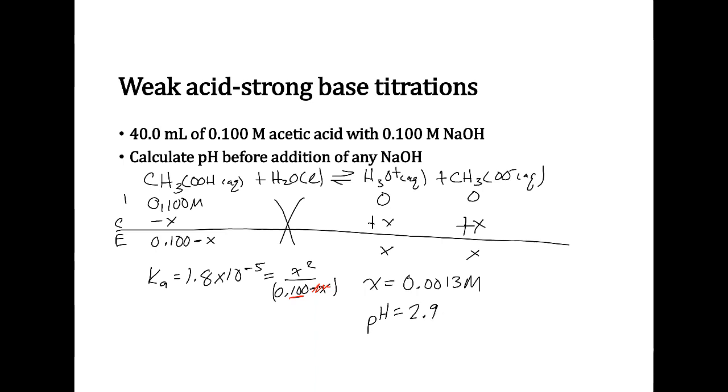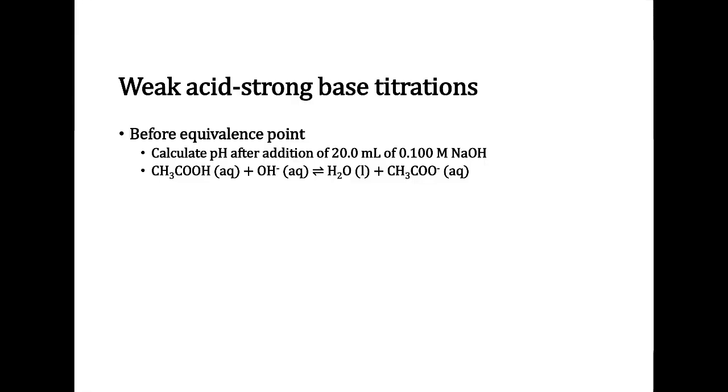So now we want to look at the titration. What happens before we reach the equivalence point? So here we're going to calculate the pH after we've added 20 milliliters of sodium hydroxide. So we're going to start by writing out this equation here where we're looking at our acetic acid reacting with our base, the sodium hydroxide. We leave the sodium out because it's going to be a spectator ion.